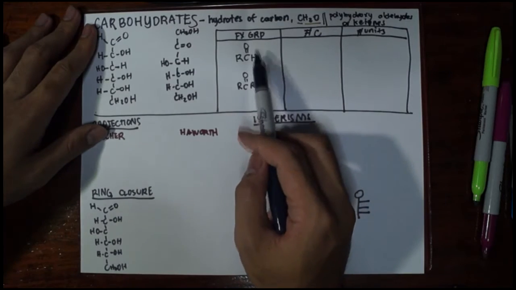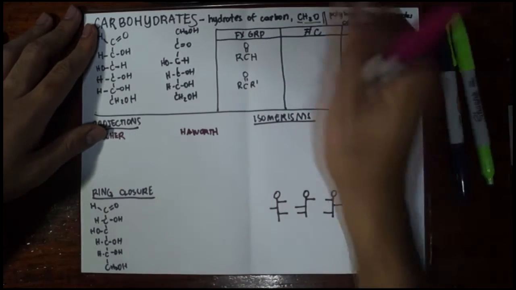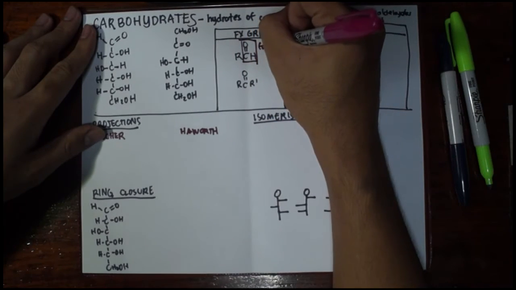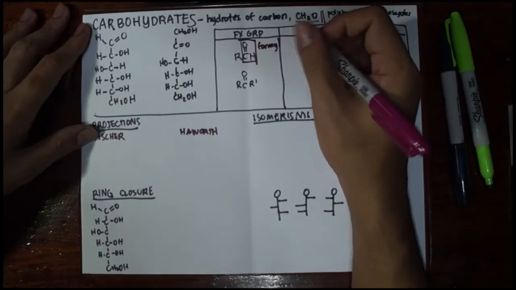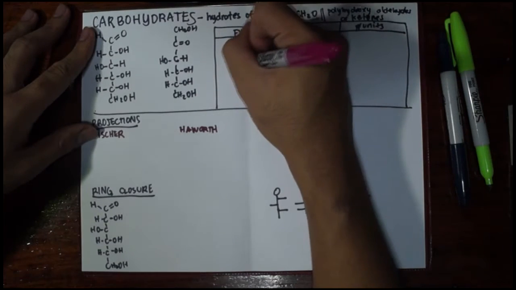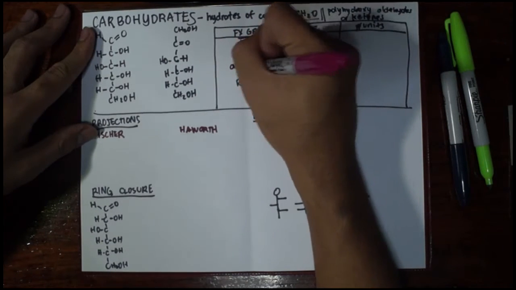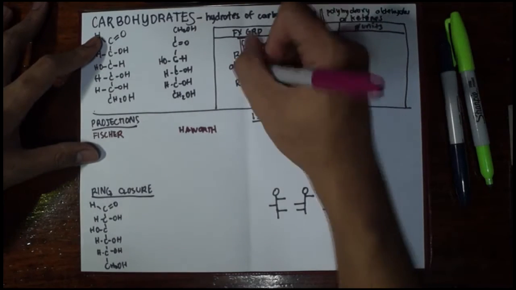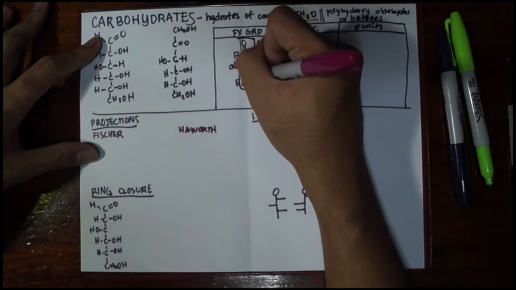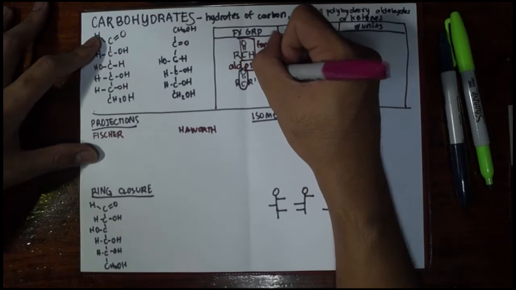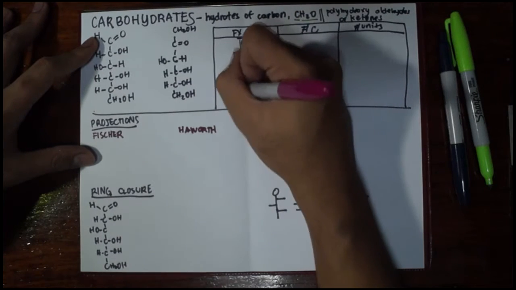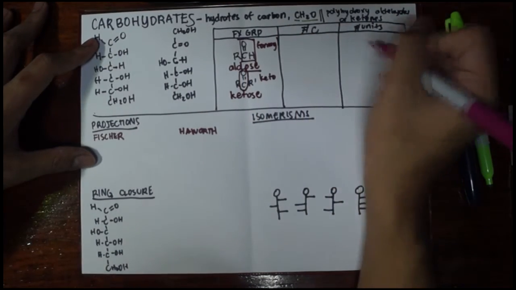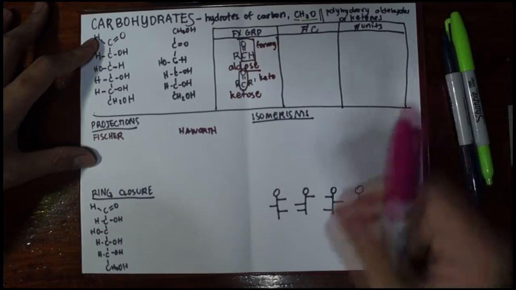If it has this functional group here, the CHO or the formyl group, then you could call that carbohydrate an aldose. So you end with an OSE when you talk about carbohydrates. Now, if you have, instead of formyl, just the carbonyl group or the keto group, you call this a ketose. So you retain the OSE for all carbohydrates.